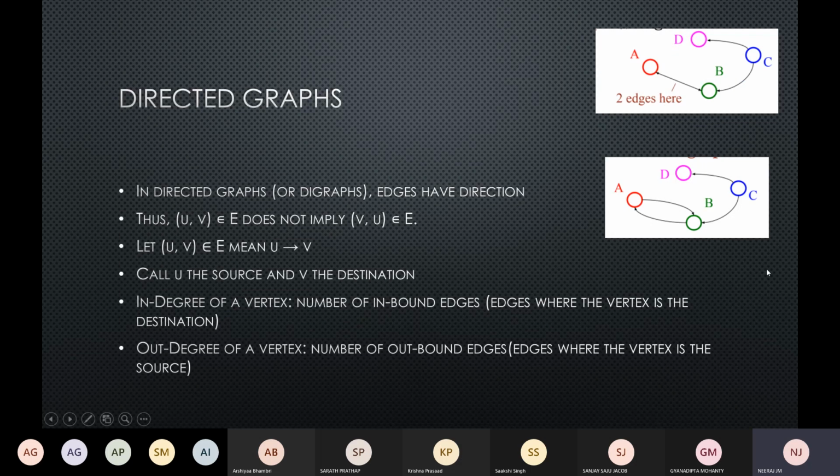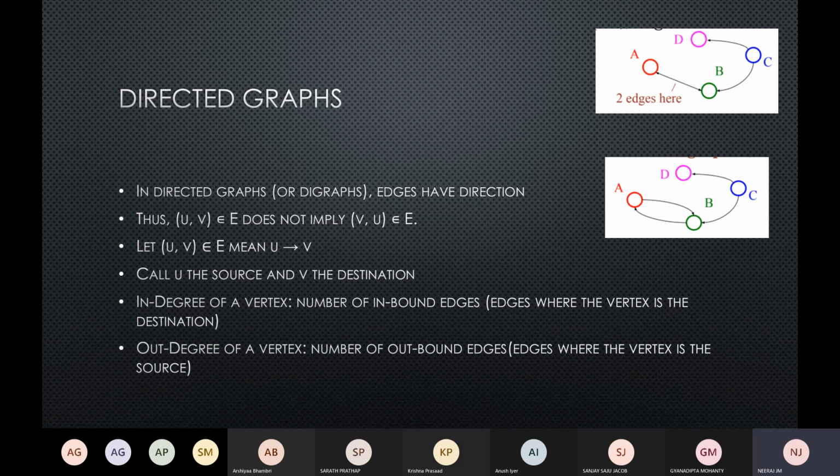Whereas in a directed graph, it actually shows you where it goes. Suppose there are two lines here, that means A is going to B and B is going to A as well. But if there's only one arrow pointing, that means A is going to B. Like here, C is going to D, but D does not go to C. But in undirected, it means both are going towards each other.